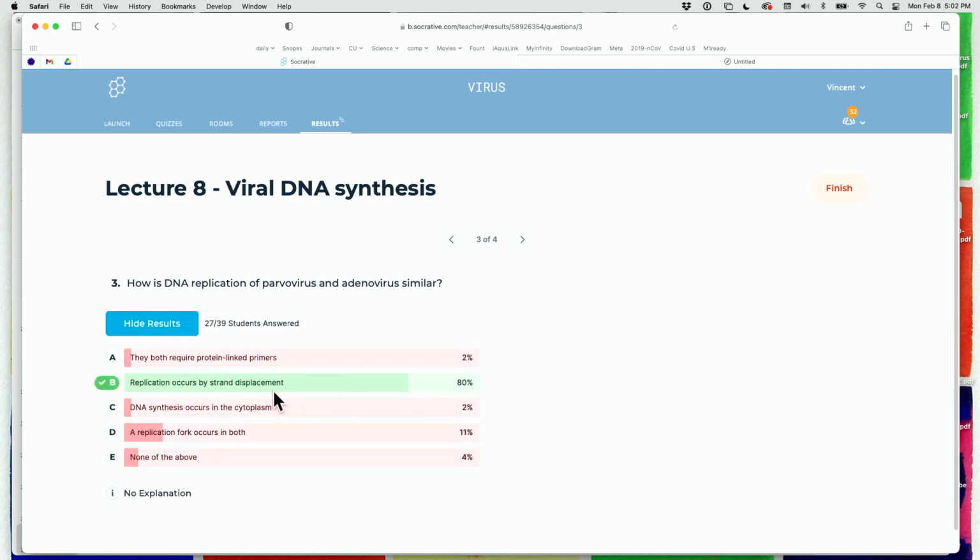So the answer is B. Replication occurs by strand displacement. That's what's common between parvo and adeno. They don't both require a protein link. Parvo is a DNA primer, the hairpin, not in the cytoplasm. In the nucleus, no replication fork. They're both strand displacement. So it's either one or the other, and none of the above is not correct.